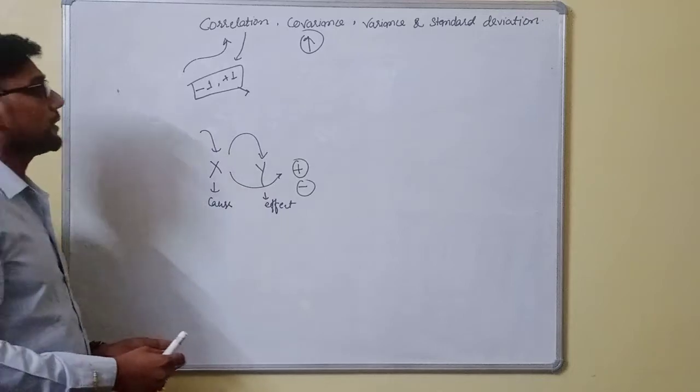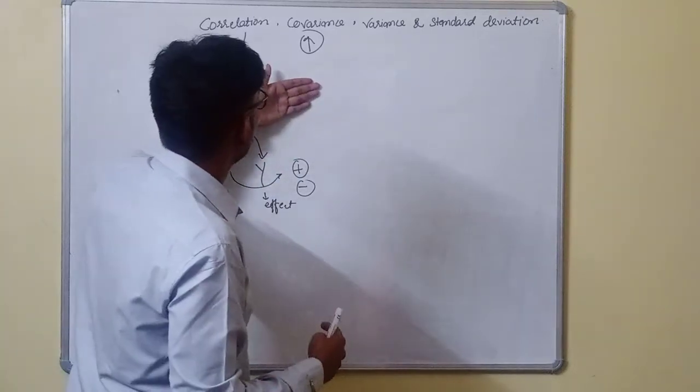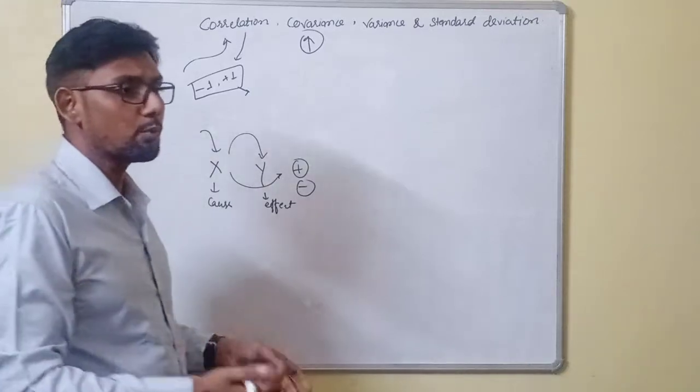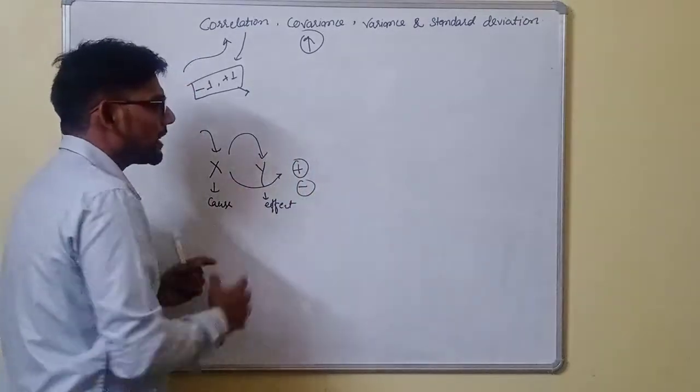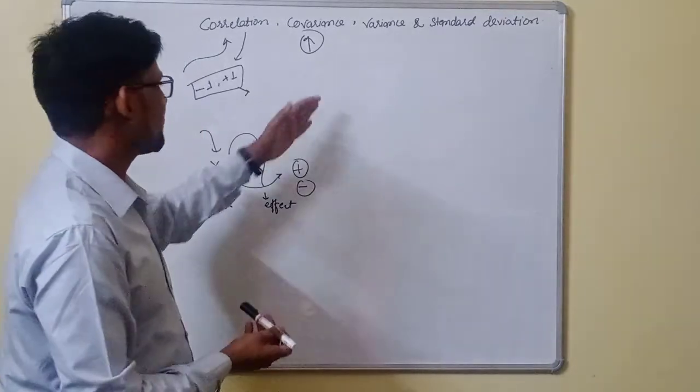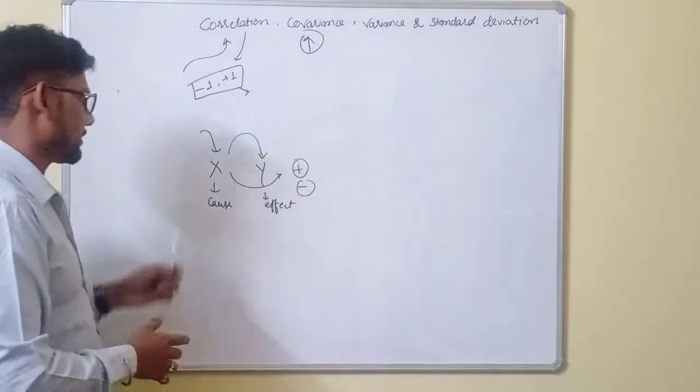I'm frequently using the terms positive relationship, negative relationship, no correlationship. Let's take an example, and we will elaborate what these terms mean: positive relationship, negative relationship.